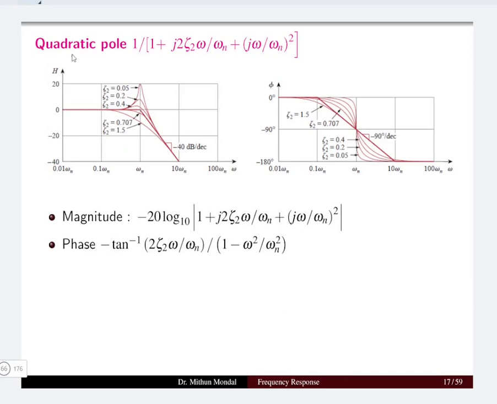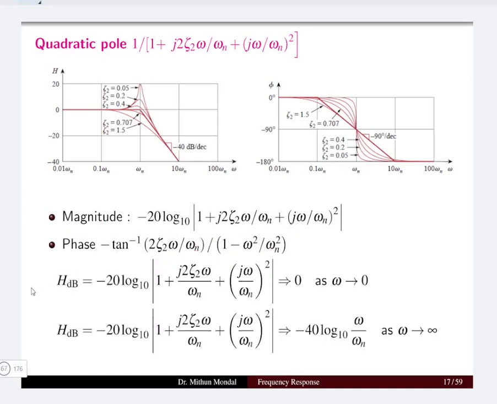Now talking about the quadratic pole, if we have a quadratic pole expression, which is the sixth factor we have, then what is the magnitude and what is the phase. So from here we can obtain the magnitude of the complex number, which is minus 20 log 10 modulus of 1 plus j times the damping factor omega by omega n plus (j omega by omega n) whole square, and the phase will be minus tan inverse of the imaginary part by the real part.